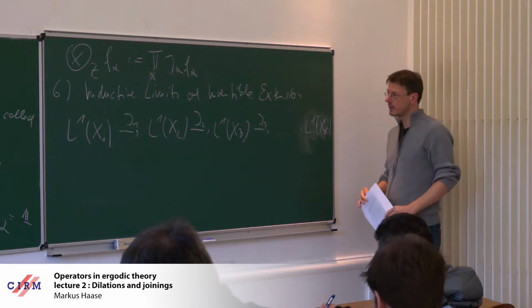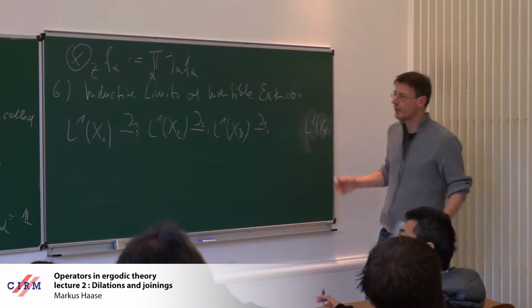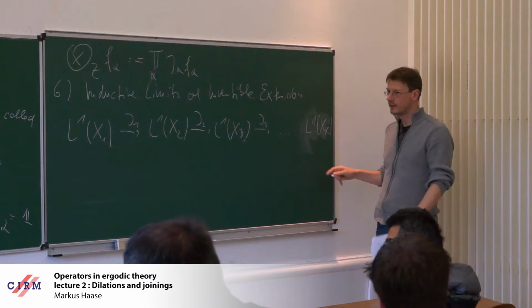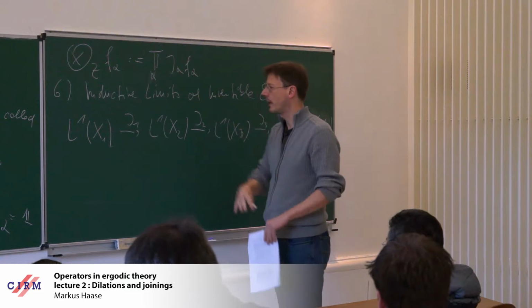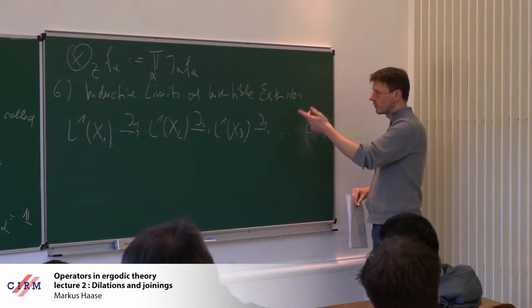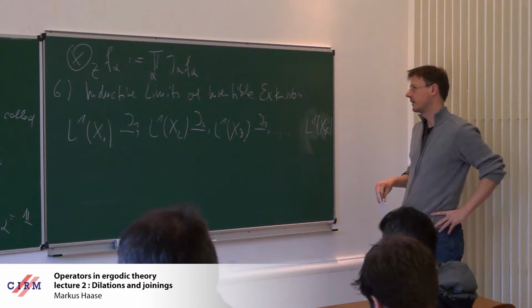So this is an inductive limit, and if you have a dynamic situation, then of course you can induce the dynamics here, the Markov embedding, which is the dynamics, the T. They are all commuting, intertwining. So you first induce it on the union of these spaces, and then by continuity on the closure, so you get it here.